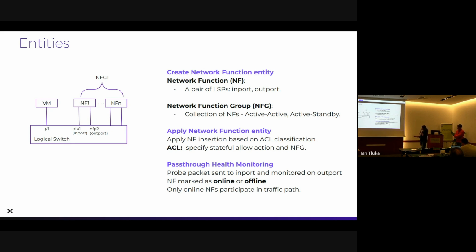Now, which network functions can participate? That's where health monitoring comes into the picture. We have added support for a pass-through health monitoring, where OVN controller sends probe packets to one port of the network function, and it monitors if the same packet is coming out from the other port. And based on that, it marks the NF as online or offline, right? And only those which are marked as online can participate in the traffic path.